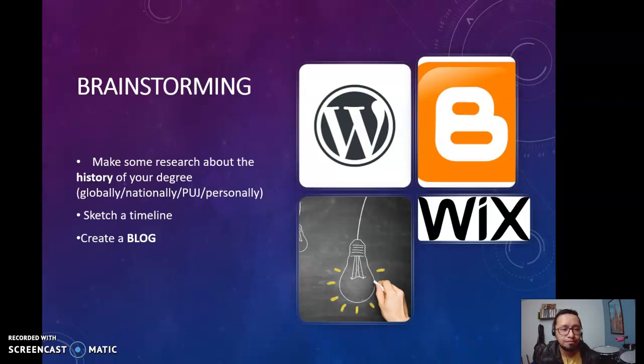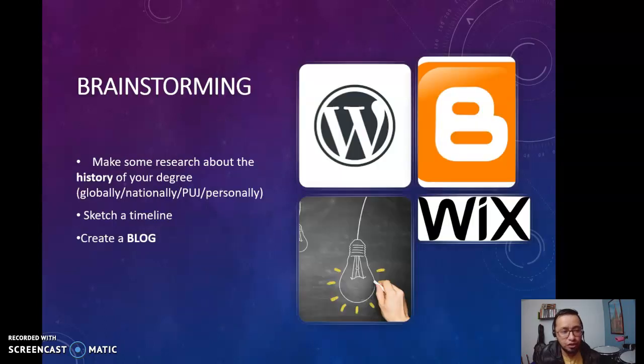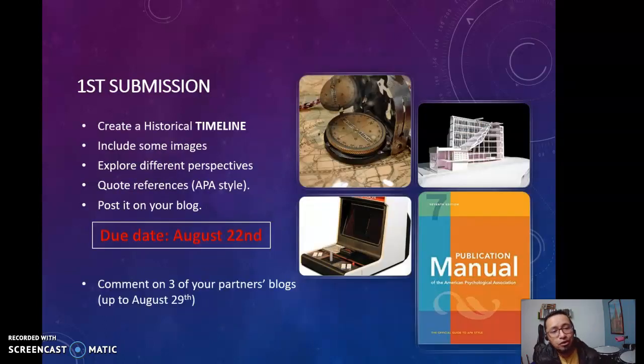After that, you must start working on the first submission, the first delivery of this project, that has to do with the following. First point, now that you brainstorm and sketch a timeline, now you have to create a timeline. You can use different apps to do so. If you want to do it in PowerPoint, in Canva, in Infogram, or in Word. And you create a timeline with the most important aspects about the history of your career.